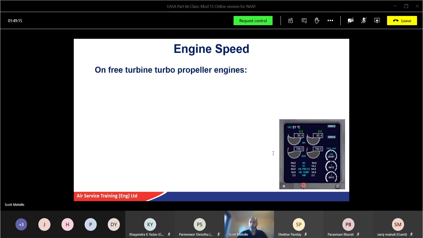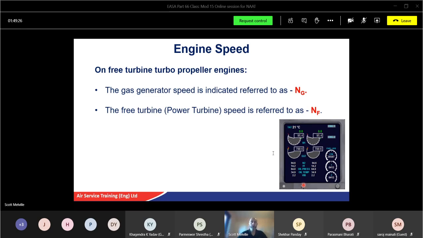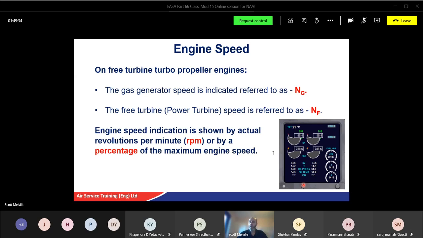For turboprop engines, the gas generator is usually described as NG, speed of the gas generator. So again, a few more abbreviations. And your free turbine, the power turbine, is usually referred to as NF, for free turbine. Engine speed indication is shown by actual revolutions per minute, or as a percentage of the maximum engine speed. In this case, we've got 95.4% and 94.6% of the total engine speed. Otherwise, certainly on turboprops, it might just be revs per minute times 100 or times 1,000.